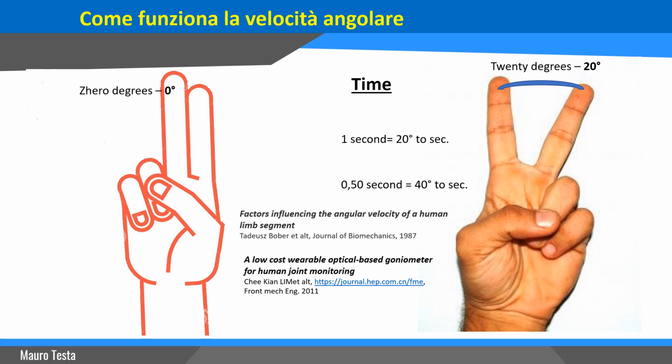Imagine that you have your finger in the position of the left, and I ask you to move your finger as fast as possible to the position of the right, and you have 20 degrees of movement as a range of motion, and you make this movement in 1 second, so your angular speed is 20 degrees per second. If you move in half a second, so in half the time, your angular speed is 40 degrees per second, and so on.